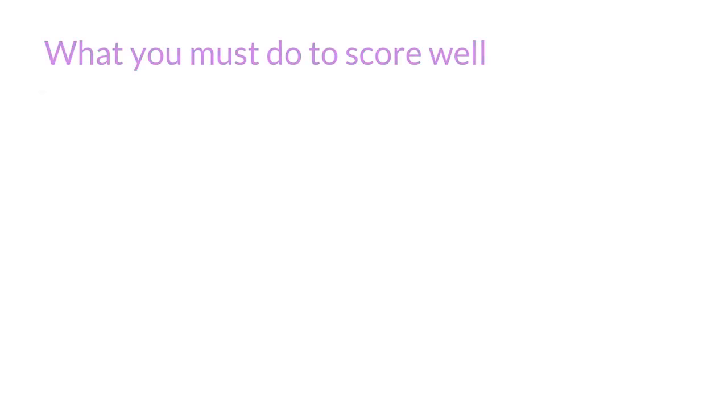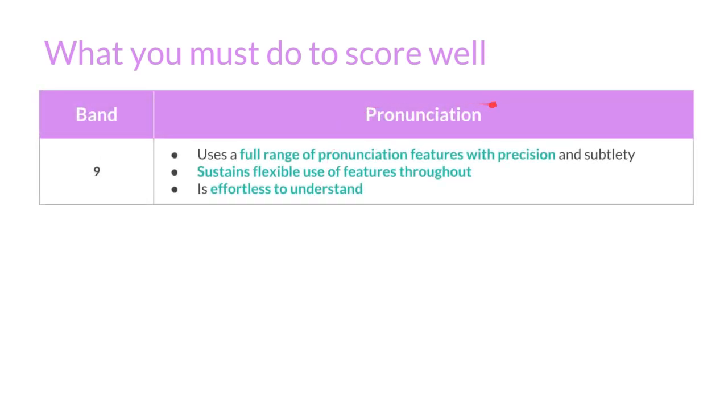Finally, our fourth component is pronunciation. So to get a band 9 in pronunciation, you should be able to use a full range of pronunciation features, meaning that you should be able to pronounce words how they're supposed to be pronounced. You should not have trouble pronouncing certain words or certain sounds. Also, this pronunciation should be sustained throughout your speech.